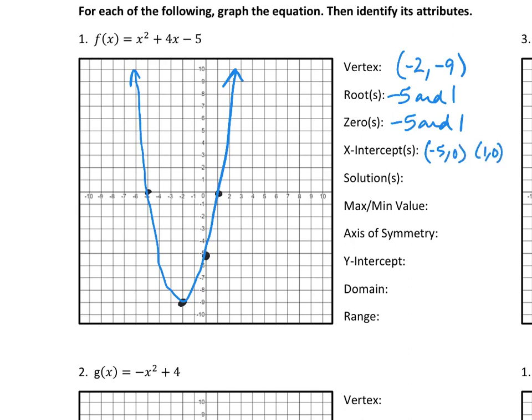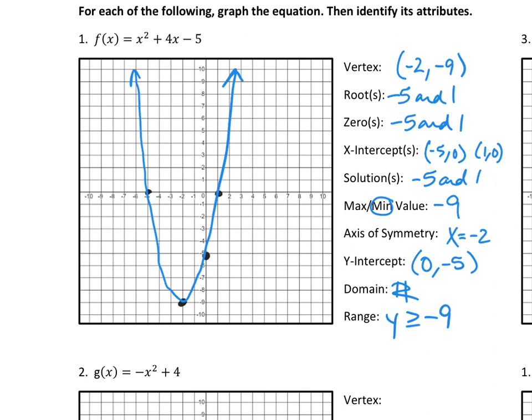Yes. Either are appropriate, like I've been saying. This one has a minimum value at -9. Its axis of symmetry is x equal -2. Its y-intercept is (0, -5). It has a domain of all real numbers and a range of y greater than or equal to -9.